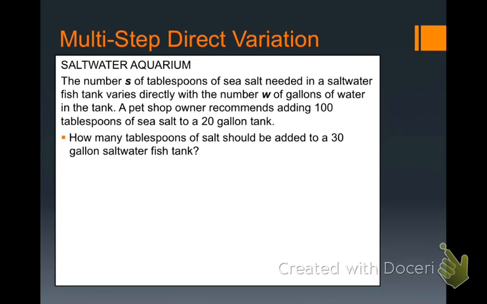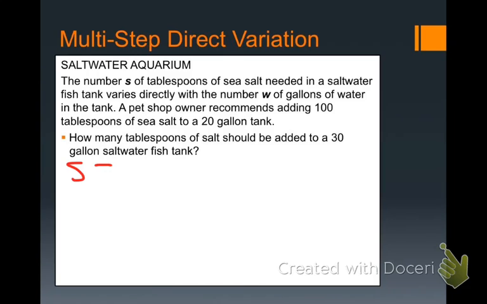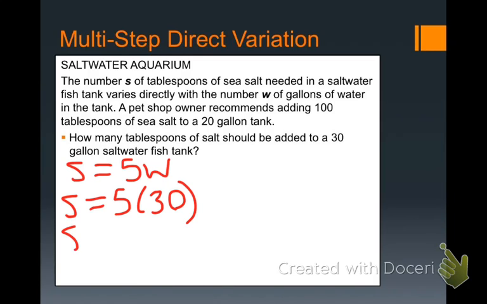Now we can use that equation to answer the next part of the question. Again, S equals 5W. We want to know how many tablespoons of salt should be added to a 30-gallon saltwater fish tank. Since we know S and W vary directly, we can plug 30 into our equation and figure out how many tablespoons of salt. So our salt is equal to 5 times 30. Well, 5 times 30 is 150. So we know in a 30-gallon saltwater fish tank, we would need 150 tablespoons of salt. And that's it for the section.